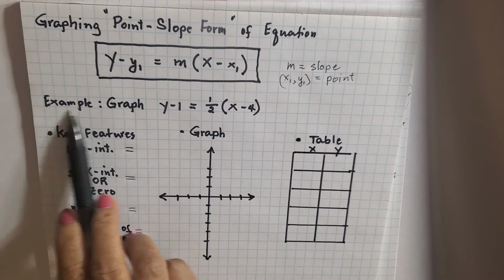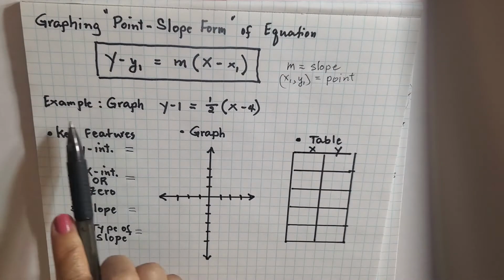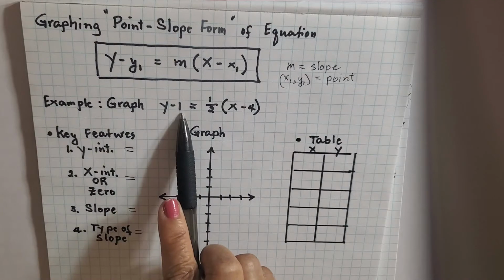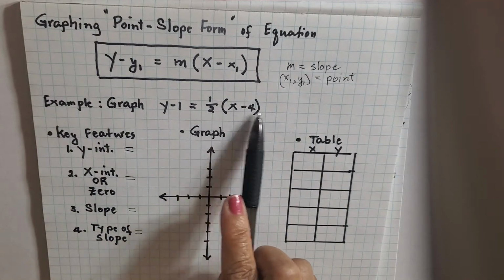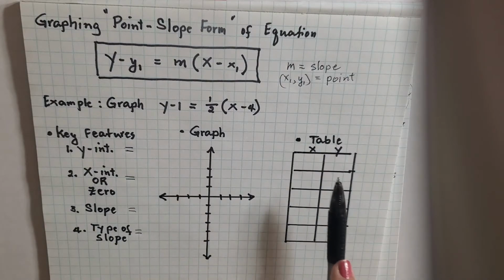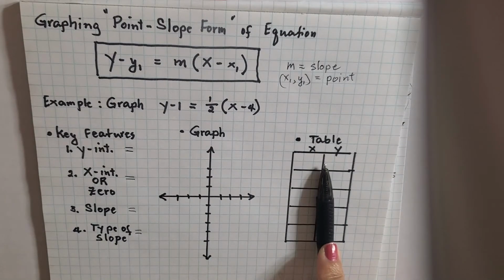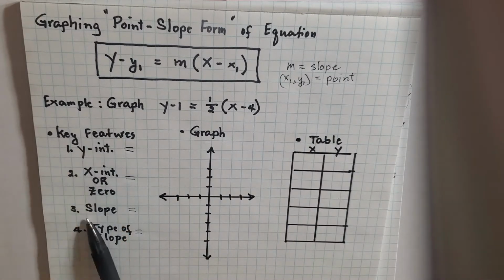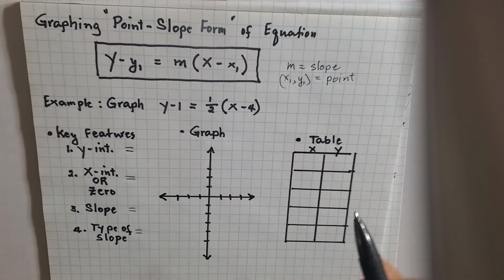Now let us begin graphing. As I graph, I will graph y minus 1 equals 1/2 times x minus 4. I will show the graph and I will show the table from this equation. At the same time, I will show you how to determine the key features. We have 4 key features. So let us start graphing.